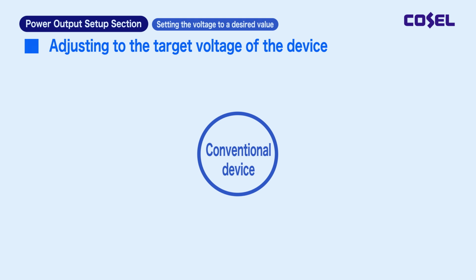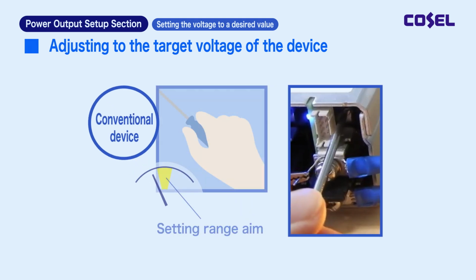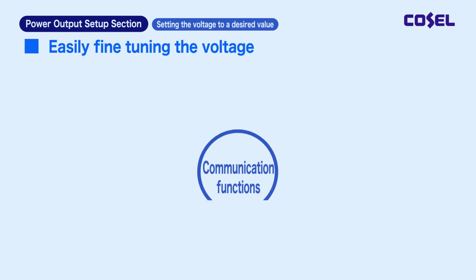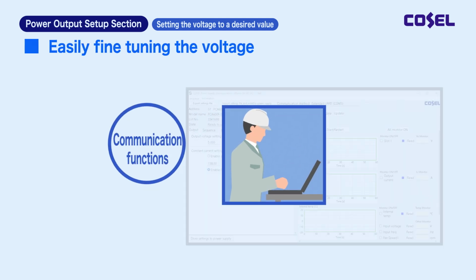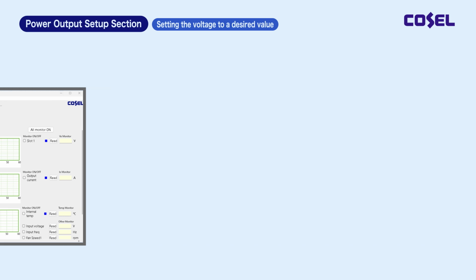Do you ever fine-tune the voltage to improve device performance? When using a conventional variable resistor to make adjustments, minute manual adjustments are required. However, using the communication function eliminates troublesome manual adjustments because settings can be configured with digital values. Voltage can be adjusted with millivolt resolution. Please take advantage of it to save labor for adjustment work.